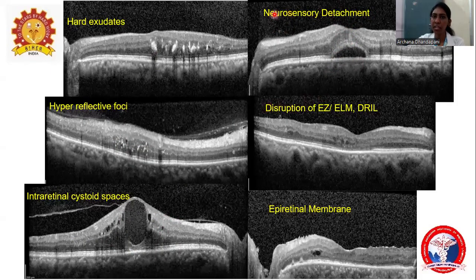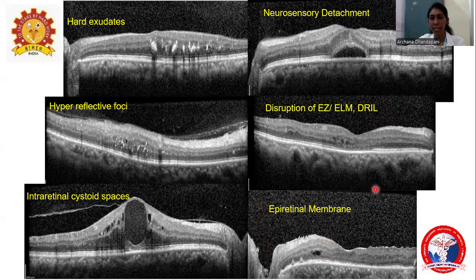And these findings are related with the diabetic macular edema, and it can resolve with the appropriate treatment. Whereas disruption of ellipsoid zone, external limiting membrane, and DRIL, that is disruption of retinal inner layers, these findings are structural loss to the retina. Even if we treat the macular edema, these things are not going to change and it will affect the visual acuity of the patient. So presence of this at the first visit itself, you can counsel the patient that the visual acuity is not going to improve even after appropriate treatment.